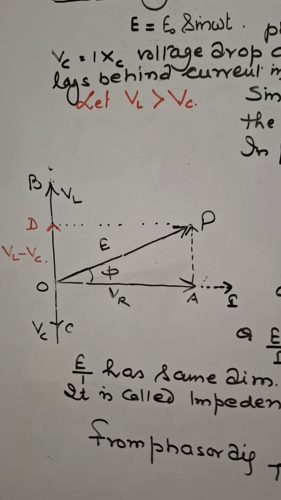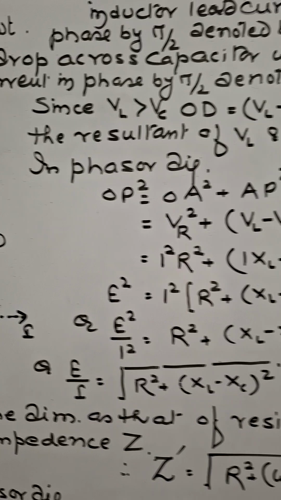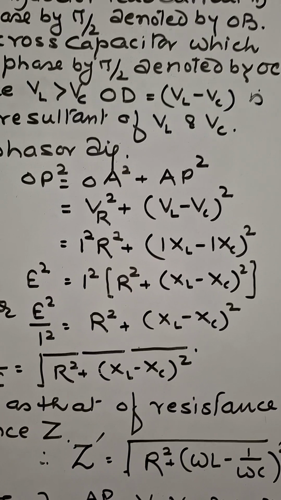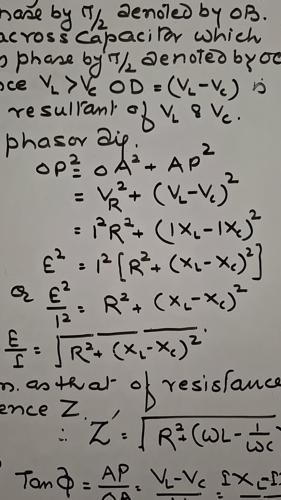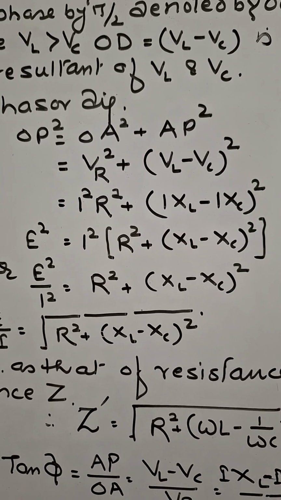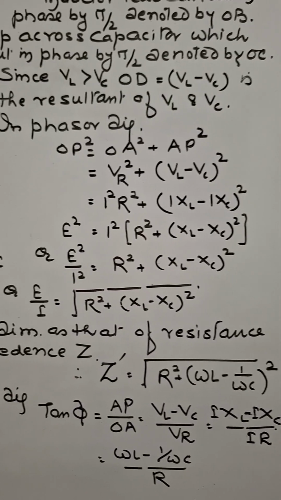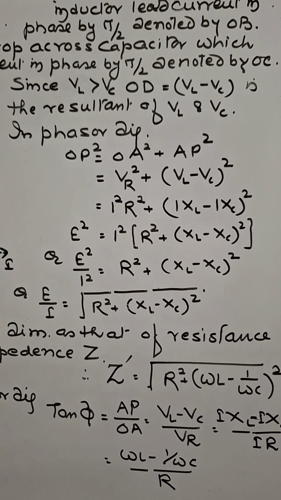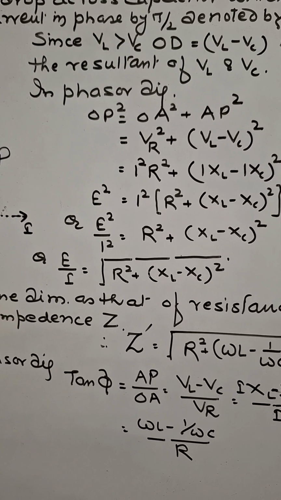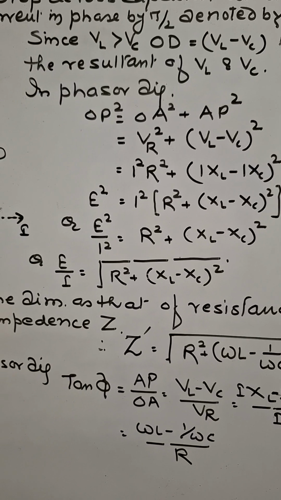So now from the phasor diagram, effective voltage is denoted by OP, that is OP square is equal to OA square plus AP square. Substitute the value of OA and AP and solve. You will find E square is equal to I square into R square plus XL minus XC square, or E square upon I square is equal to R square plus XL minus XC square, or E upon I is equal to root R square plus XL minus XC square.